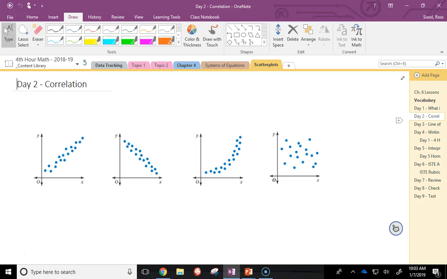So, the first day, yesterday's day 1, we took data and we made a scatter plot.